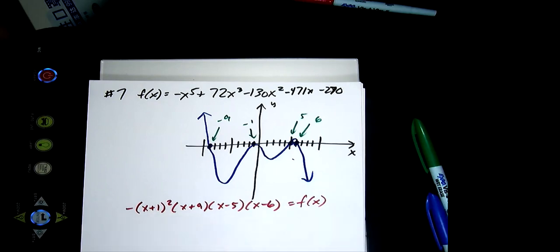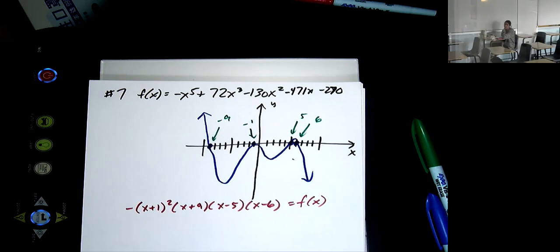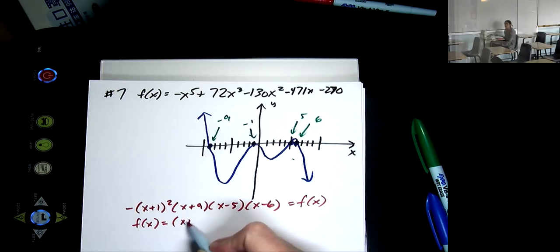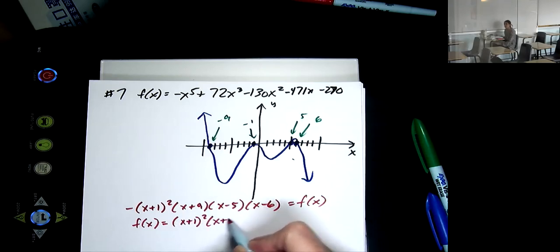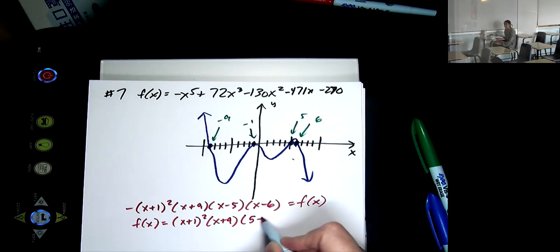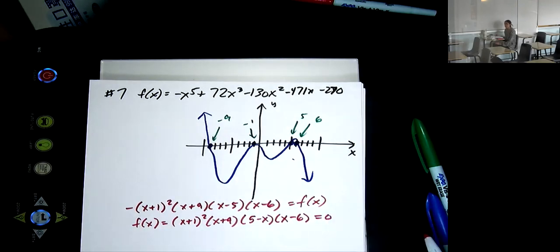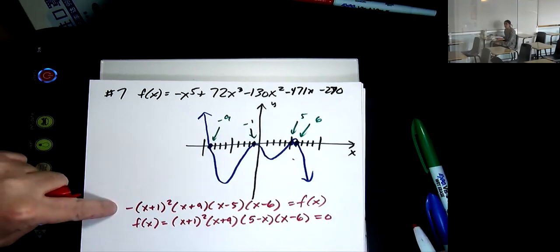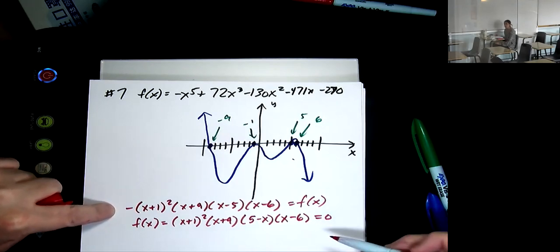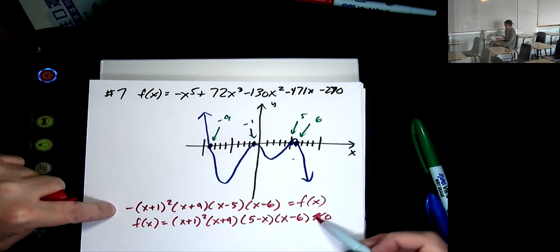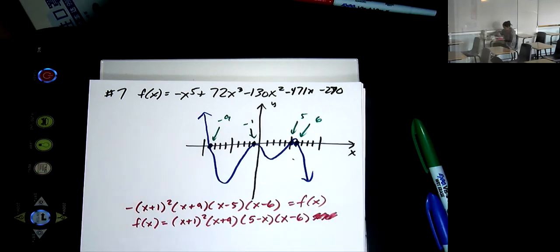We throw a negative in front, it works. You have the option of moving inside one. I would probably leave the ones that are positive alone, maybe say 5 minus x on one, or change the x minus 6. That would do it as well. I like this best because it keeps the x's in front. But either one of these would work. Equals 0 only gives me the x-axis.